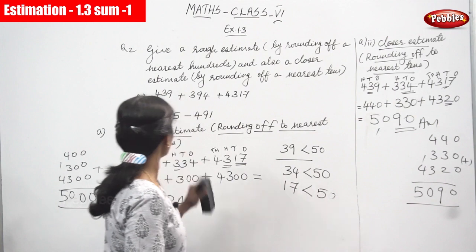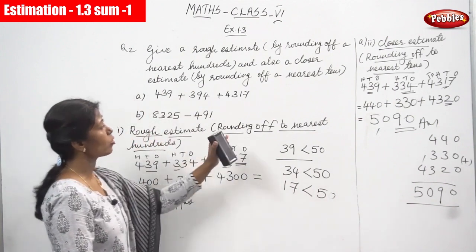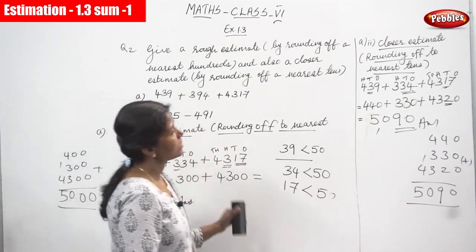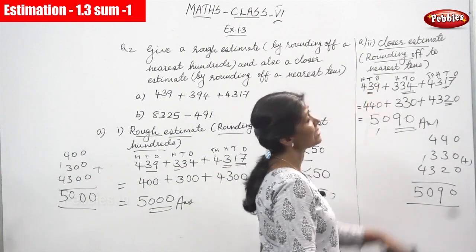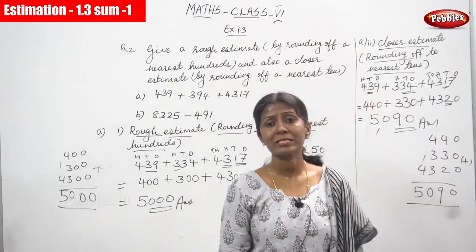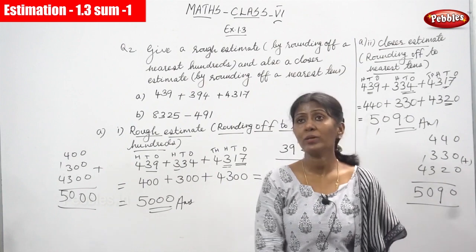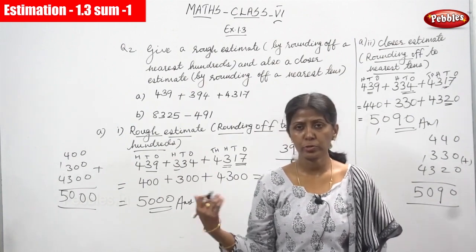I think you understand the rough estimate, rounding off to the nearest hundreds, and also the closer estimate, rounding off to the nearest 10. I think you understand the concept very well. So A sum is over, the next one is B. We are going to do this also.